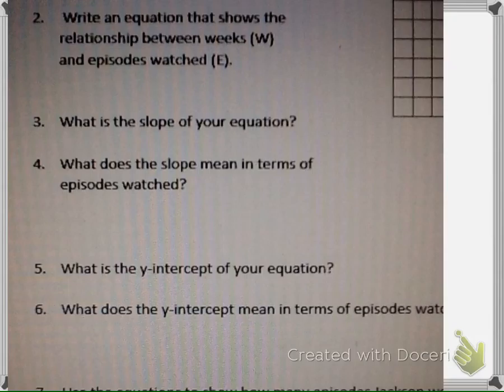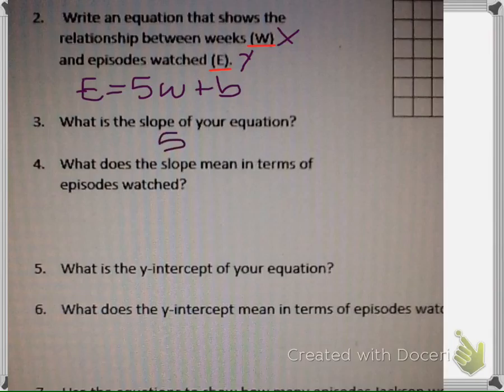Now for our equation, they want us to use W and E instead of X and Y. So my equation would look like this. E equals 5W plus B.